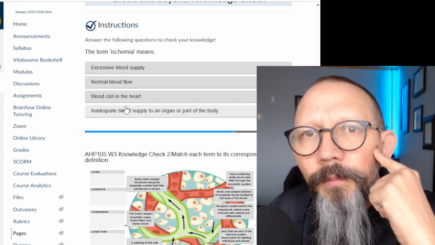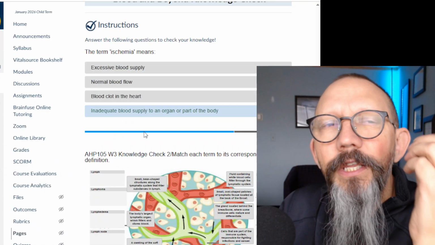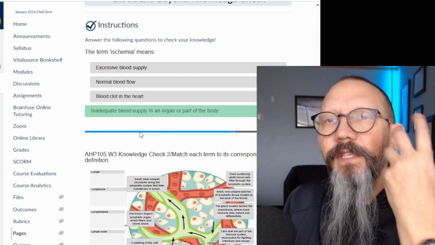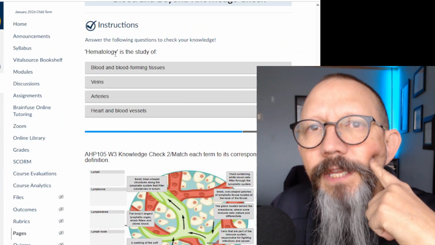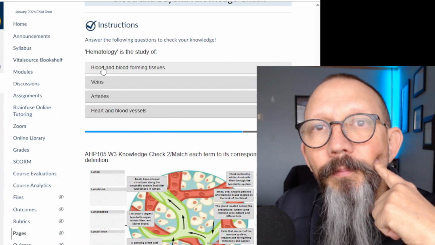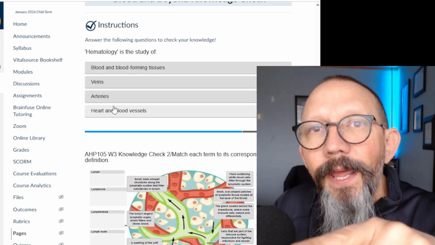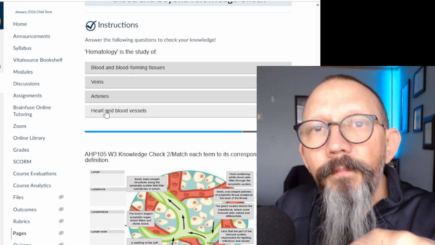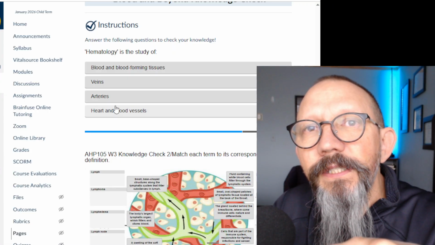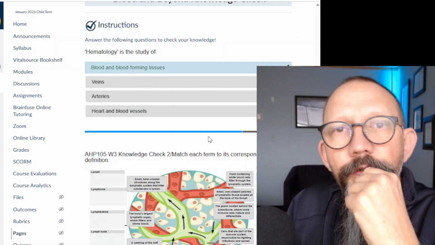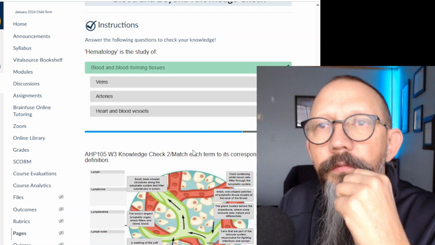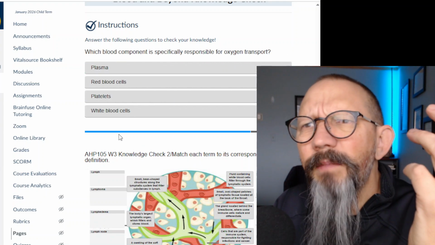Ischemia, inadequate blood supply. You can have ischemia anywhere. You can have ischemia in any of your skin, right? Hematology, we talked about that one. Hemato, blood, right? We know it's blood, and it is the study of blood and blood-forming tissues. There we go. Bing, bing, bong. These things keep going. My God.